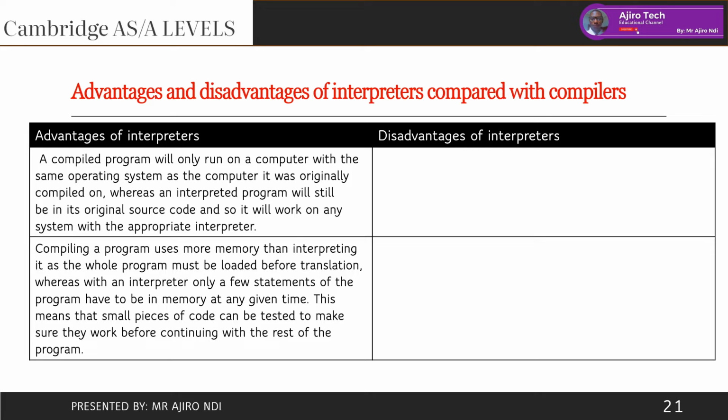Here we have an advantage. A compiled program will only run on a computer with the same operating system as the computer it was originally compiled on, whereas an interpreted program will still be in its original source code and will work on any system with the appropriate interpreter. So for compilers, you need the same operating system, but an interpreter is still in the source code. You have not compiled it yet. This simply means that if there are no available files for that particular program that you have compiled, it's not going to work. You still need that same operating system to be able to work on it.